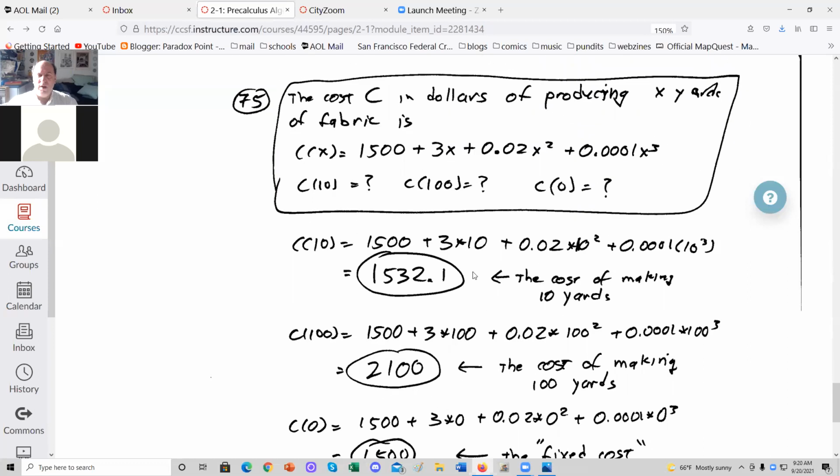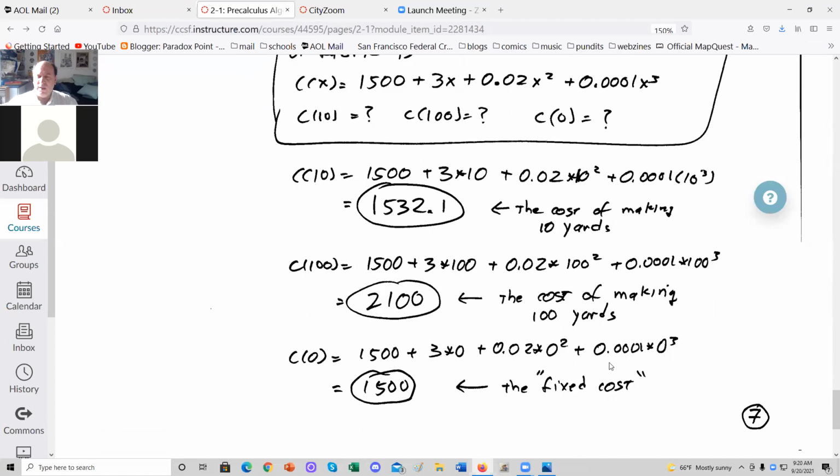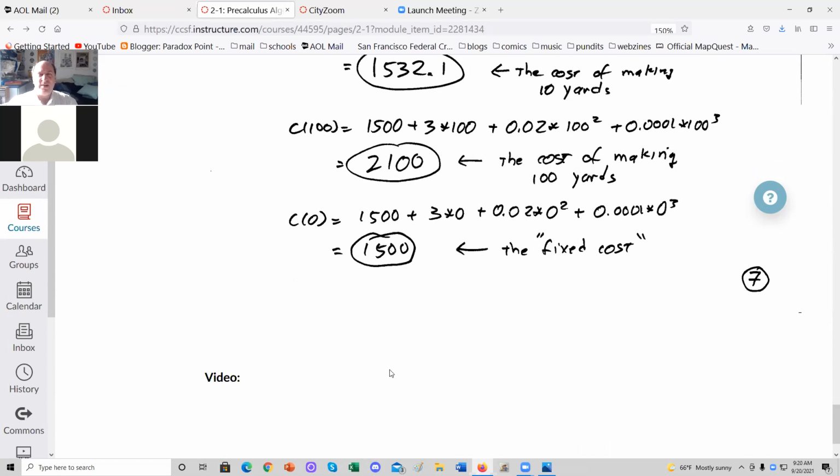And at 0, well, 1,500 plus 3 times 0 plus 0.02 times 0 squared plus 0.0001 times 0 cubed. All these last three terms go away, and we're left with 1,500. That's called the fixed cost of making no yards of fabric, just setting up the equipment. It's the initial investment that you have to make before you can start turning a profit. Okay, that's it for this part.